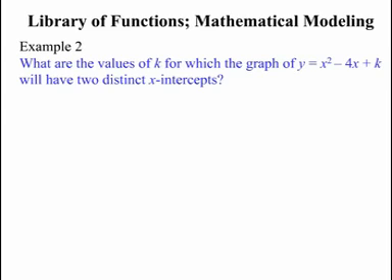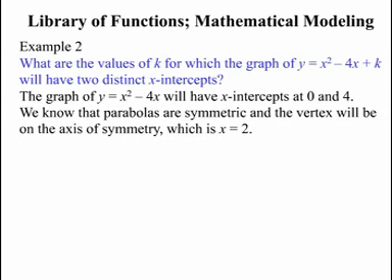All right, well, if we just had x squared subtract 4x, we know we would have two x-intercepts, because if I set it equal to 0 and solve, I'd get 0 and 4. We also know parabolas are symmetric, and the vertex will be on the axis of symmetry. So the vertex is going to be halfway between 0 and 4, which is 2. So if I plug 2 into y equals x squared subtract 4x, I'd find out where my vertex was if k was equal to 0. So plug 2 in, I'm going to get y is equal to negative 4. So y equals x squared subtract 4x would look like this.